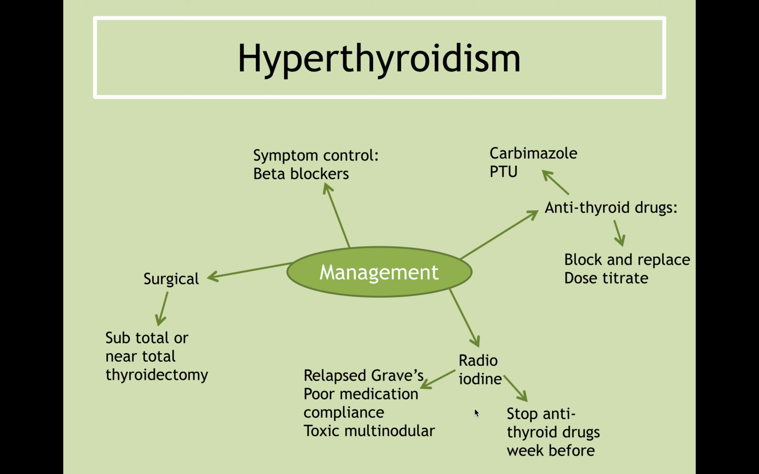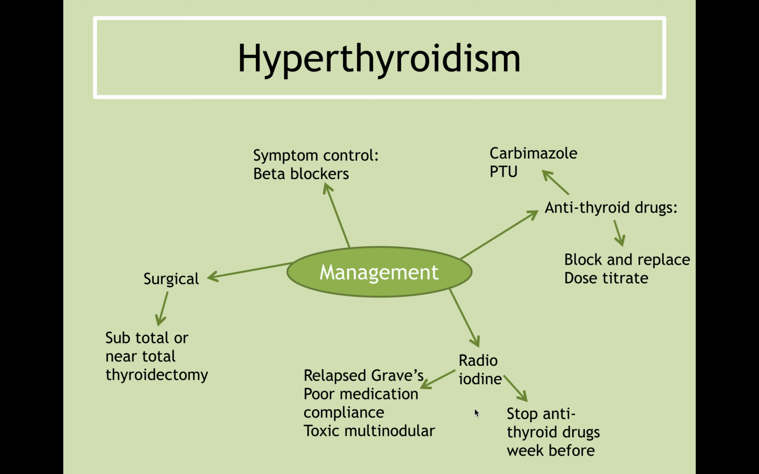When patients are taking carbimazole, once they're euthyroid, so their thyroid levels are back to normal, the dose is reduced to as low as it possibly can be, while still making sure that the thyroid levels are in range.